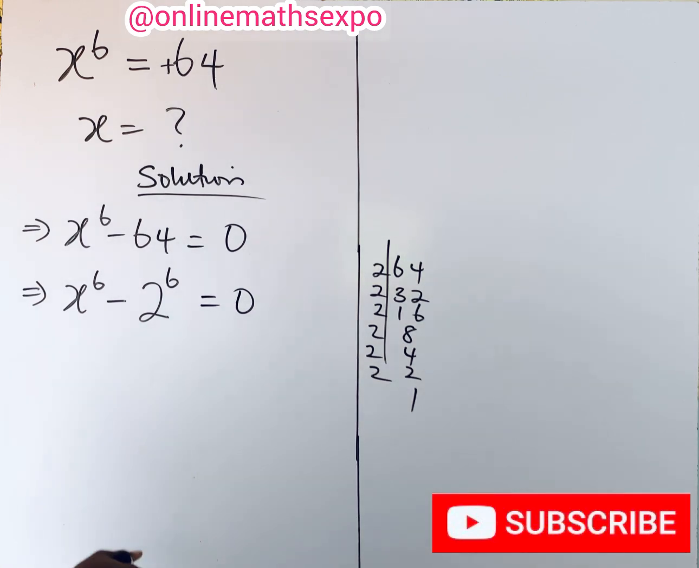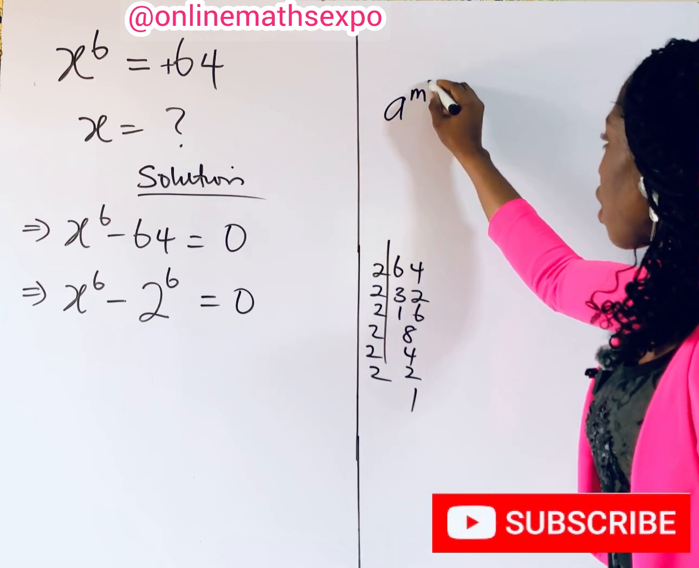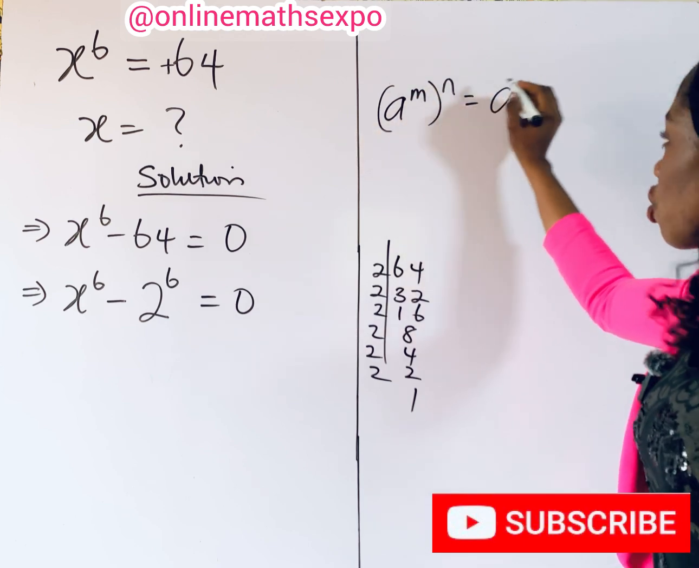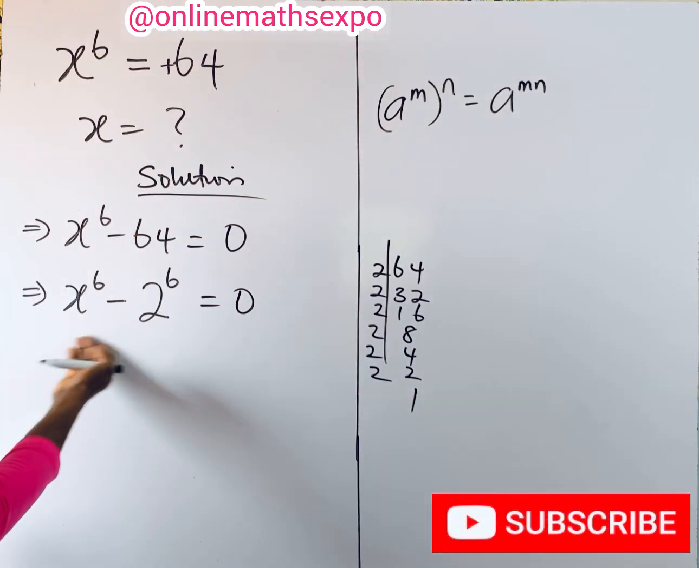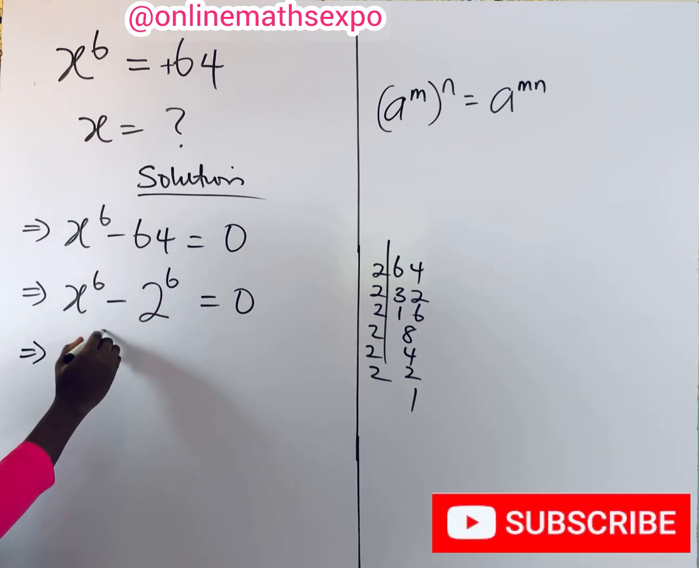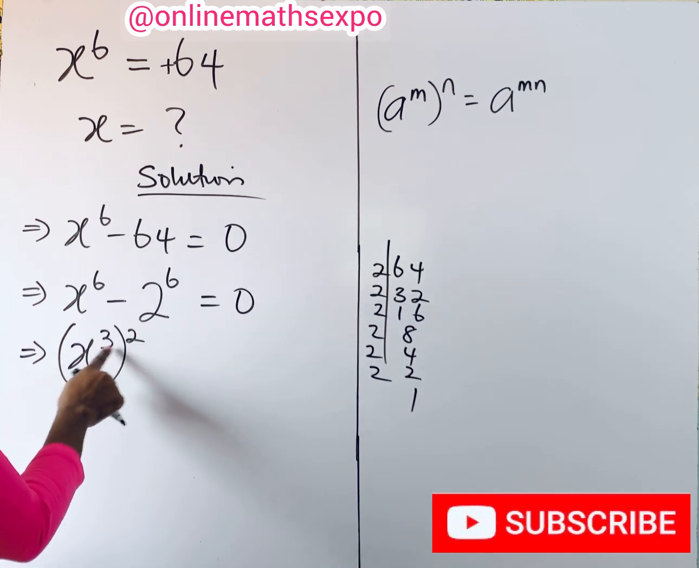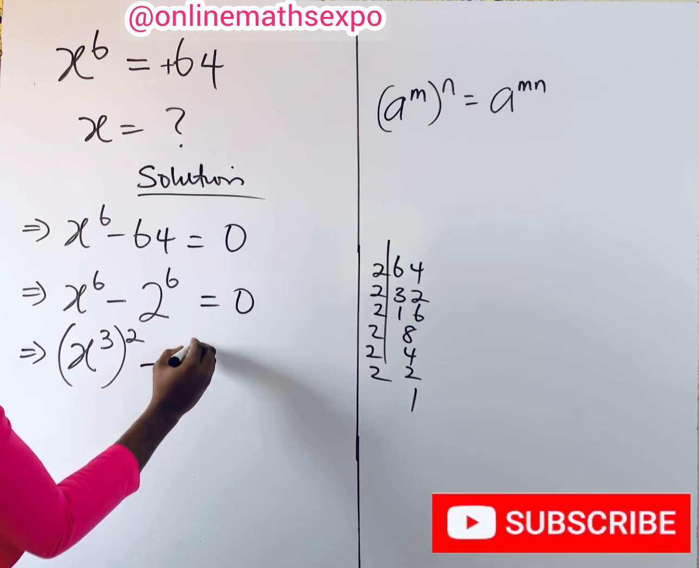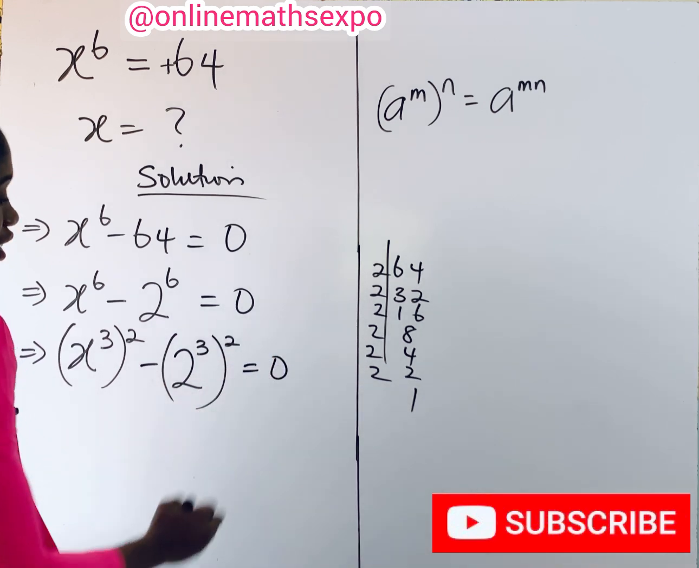Did you see that? Now, what do you do again? Just remember this rule of your exponent that says when you have a to the power of m, to the power of n, it means a to the power of the powers multiply. So it's going to give you mn. So we can apply this here, and we are going to rewrite this as x to the power of 3, raised to the power of 2. You've not changed anything. If you multiply this, it gives you back 6. Do the same here. We're going to have 2 to the power of 3, then raised to the power of 2, and everything is equal to 0.